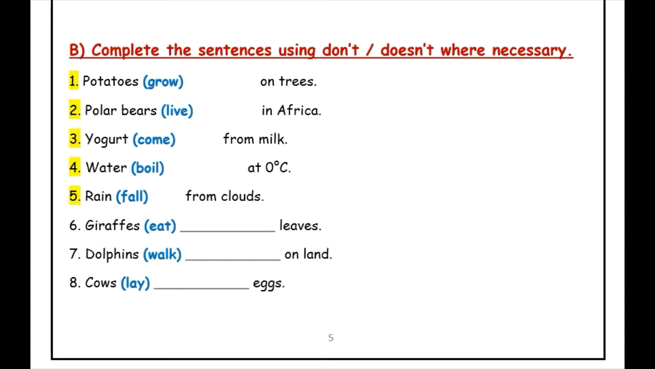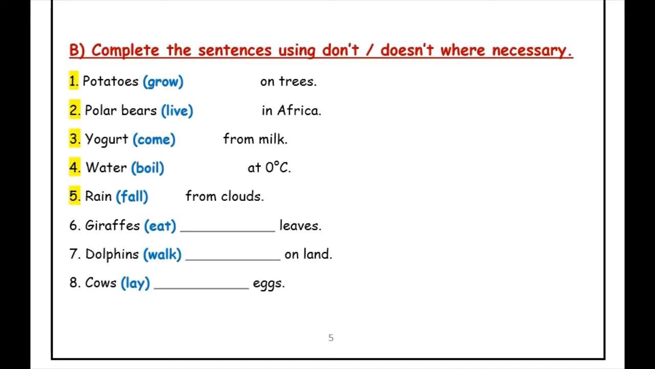Exercise B. Complete the sentences using don't or doesn't where necessary. We're going to answer from number 1 till 5, but pay attention. Some of these sentences are correct, so it's not necessary that we use don't or doesn't with them, so you have to read the sentences very carefully.